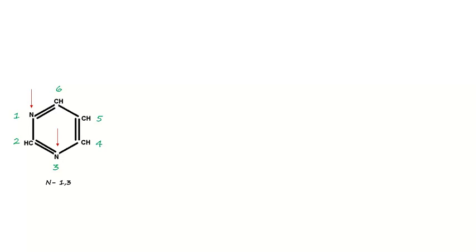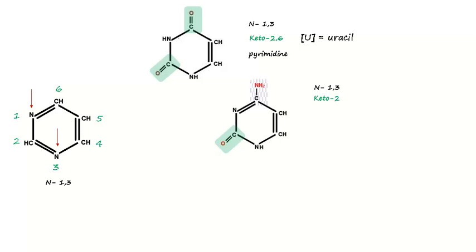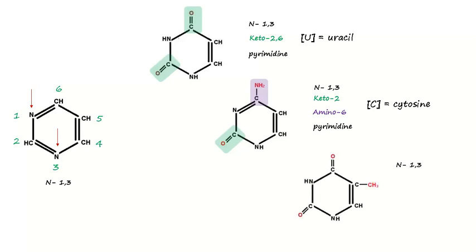For example, here we have nitrogen 1,3, keto 2,6, pyrimidine. The name of the base is uracil. The second will be nitrogen 1,3, keto 2, amino 6, pyrimidine. The name of the base is cytosine. The third and last will be nitrogen 1,3, keto 2,6, methyl 5 pyrimidine. The base is named thymine.